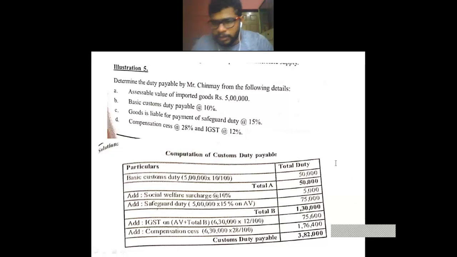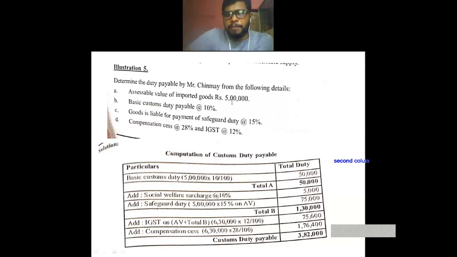So here I will write, this is the second column, for your understanding. This is the second column. Now determine the duty payable by Mr. Chinmay from the following details.